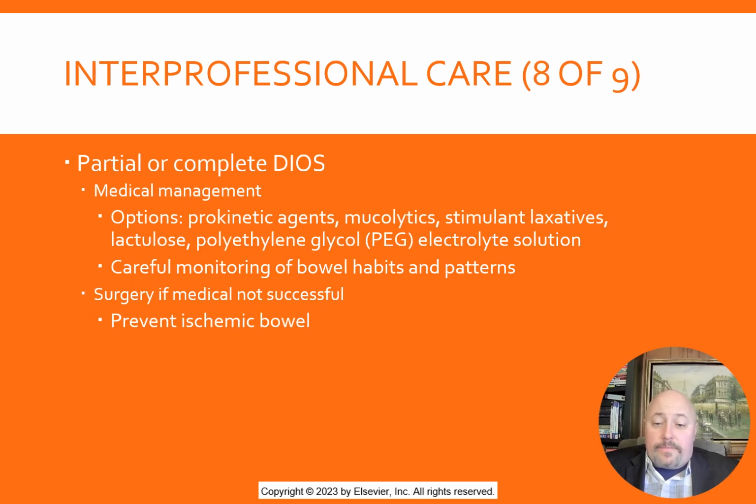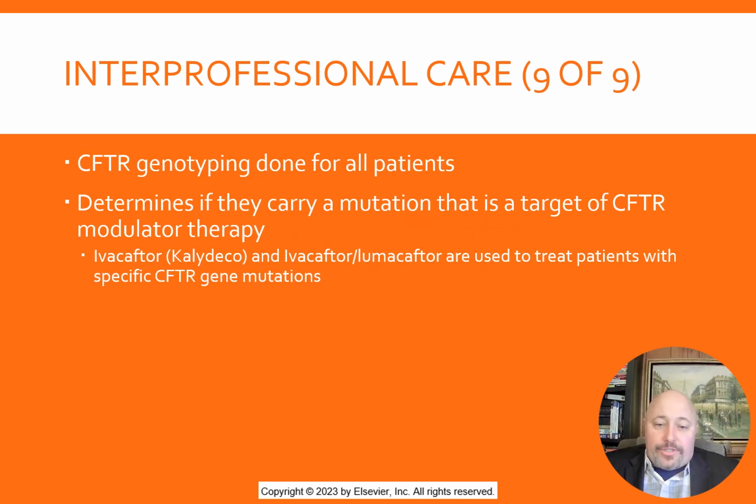In the case of distal intestinal obstructive syndrome, we're going to consider options such as prokinetic agents, mucolytics, stimulant laxatives, lactulose even, along with careful monitoring of their bowel habits and patterns. In extreme circumstances, surgery may be necessary, and we want to really work to prevent ischemic bowel. We want genotyping done for all patients to determine if they carry a mutation that is a target for cystic fibrosis modulator therapy.